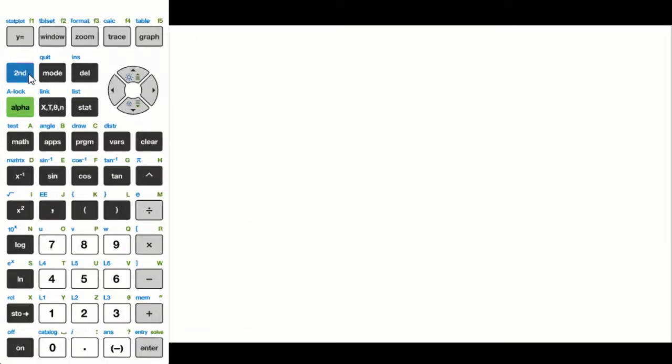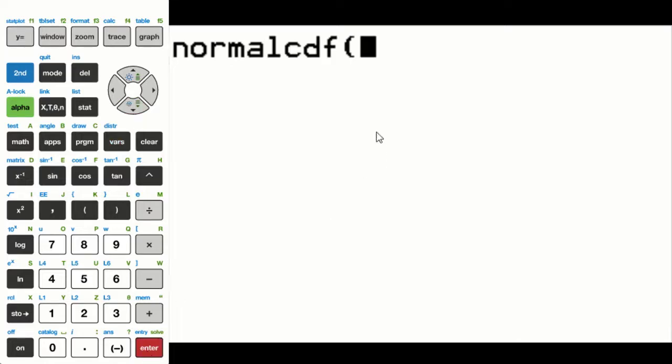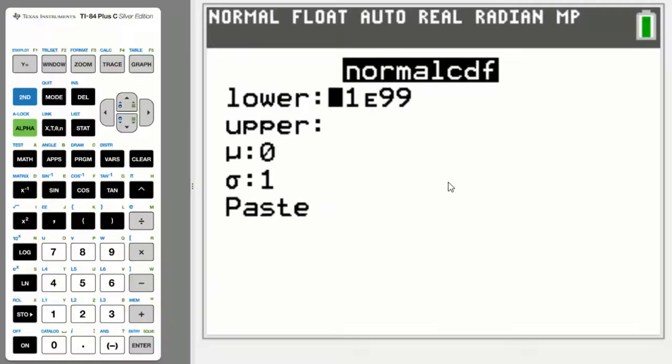For TI-83 or earlier, for some early TI-84 calculators, after retrieving the normal CDF command, you will see the command being printed directly on the screen as following, instead of the menu as you have seen earlier. And now back to the calculator version that I am using.